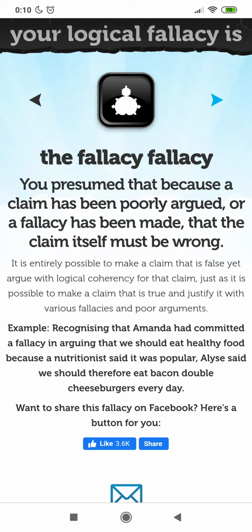Example: recognizing that Amanda had committed a fallacy in arguing that we should eat more healthy food because a nutritionist said it was popular, Alice said we should therefore eat bacon double cheeseburgers every day.